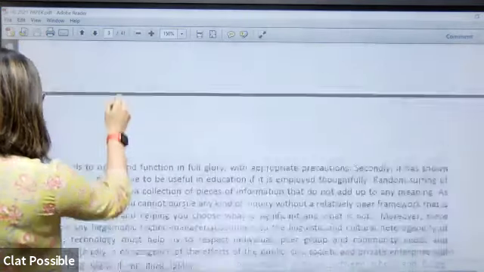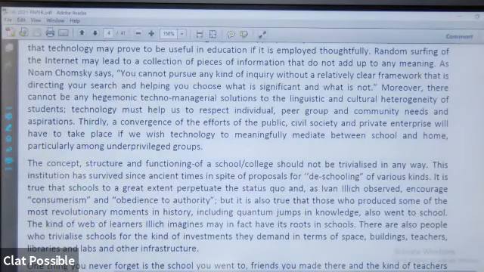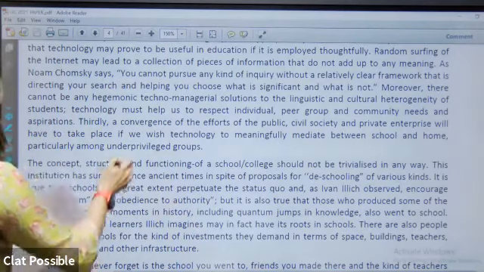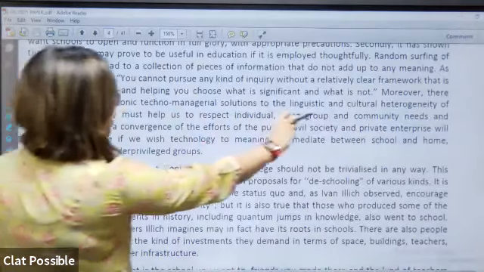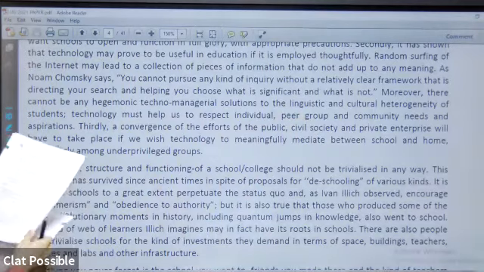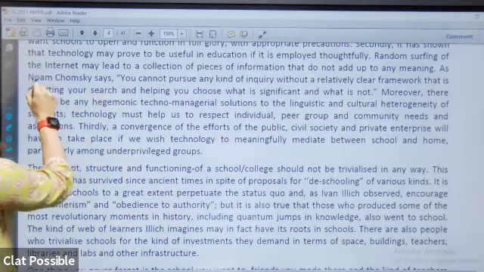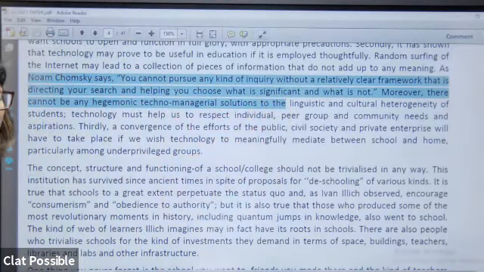Coming to the third passage here. Now this passage basically talks about schools, technology, and how the COVID pandemic has brought about a gap in schools and technology, right? So the author starts by saying that yes, technology can be helpful, but random internet search is not going to prove anything, and then goes to cite Noam Chomsky over here. Noam Chomsky says that you cannot pursue any kind of inquiry just from surfing the internet. You have to know the goal. There has to be a clear framework, right?